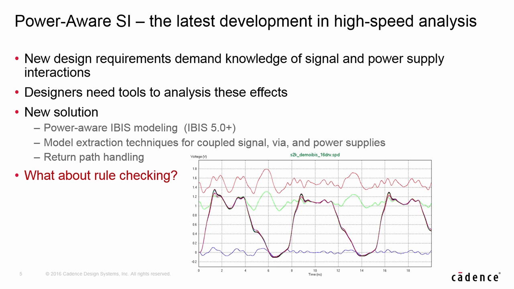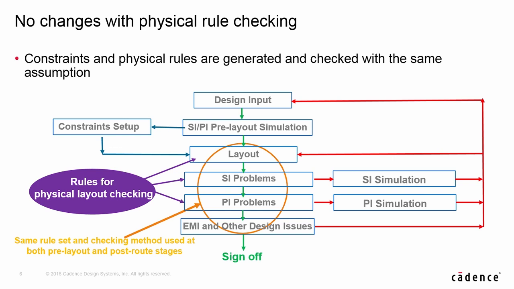On rule checking side, however, there are really no rules set up yet. If we examine the sample sign-off flow again, we can see that there is no checking on power noise effect on signals. In other words, SI and PI problems are still checked separately.